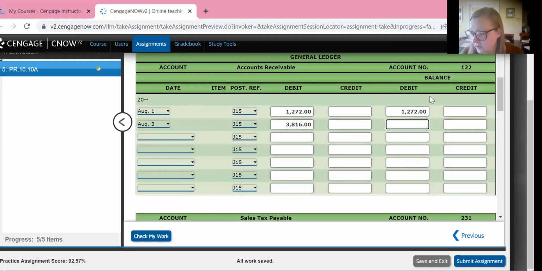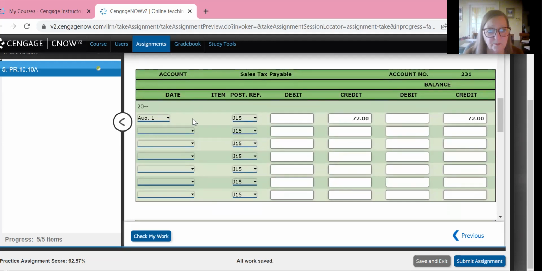And that's going to leave us with an ending balance of $5,088. Because if you have a debit in the account and you put another debit in, then your ending balance is just the combination of the two debits. So 1,272, the debits right here, plus 3,816 brings me to 5,088. Okay, and then my next thing, sales tax payable.